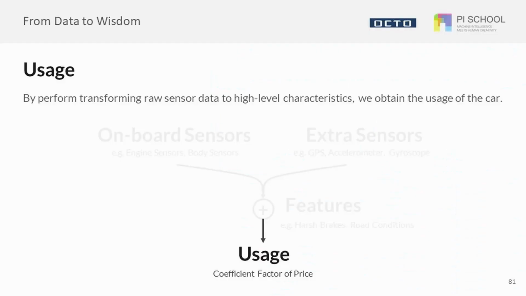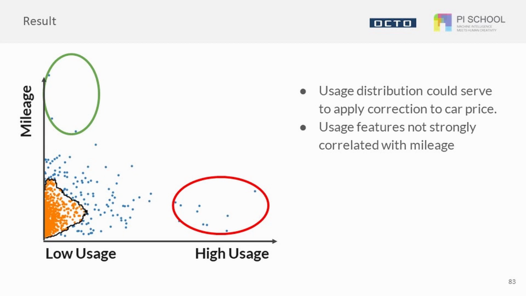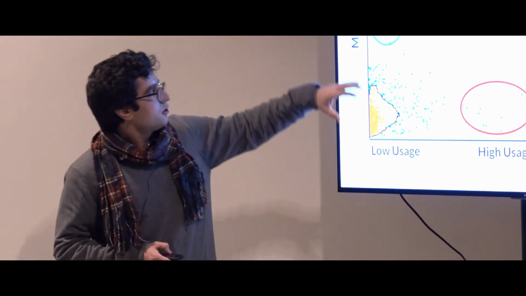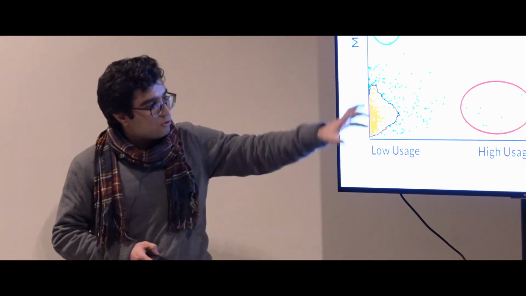With these features, we merged all of them together to find the usage variable. It's a single feature that contains all of our other features. By looking at the distribution of this feature, we can find the cars with high usage compared to some other cars. Or also by looking at this feature as a function of mileage, we can find the good cars shown in green and also the bad cars.